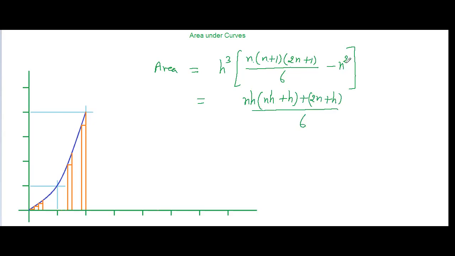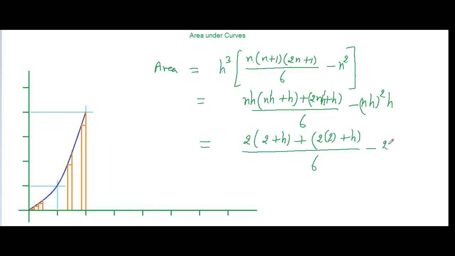Now with the n square, I can adjust h square. I can write nh whole square. 1h is left, I multiply here. So this is equal to nh is 2, 2 into 2 plus h plus 2 here also nh. So 2 times nh, that is 2 times 2 plus h, divided by 6, minus here 2 square into h.